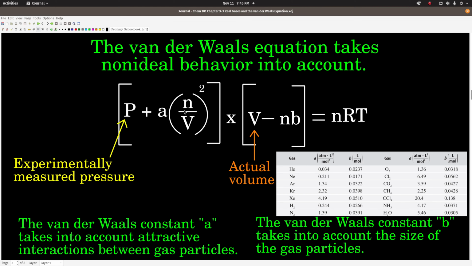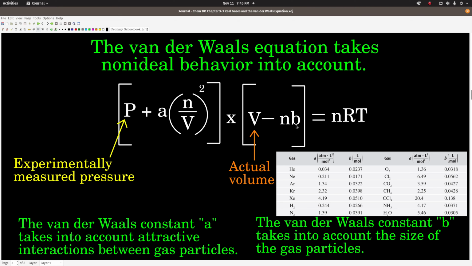So because we have moles here, liters here, so we have moles squared, liters squared here, and we have atmospheres here, this whole term has to equal atmospheres because we're adding it. So the van der Waals A constant is atmospheres times liters squared per mole squared. Liters squared, mole squared cancel, get atmospheres.